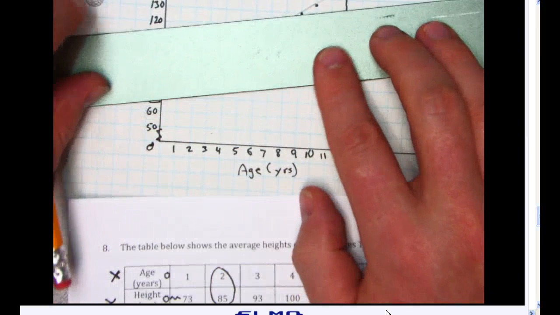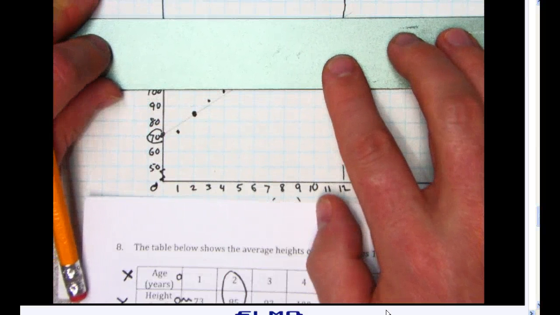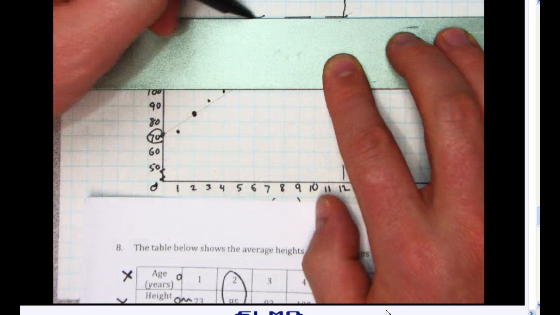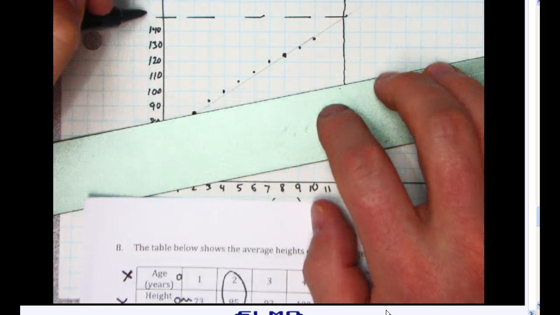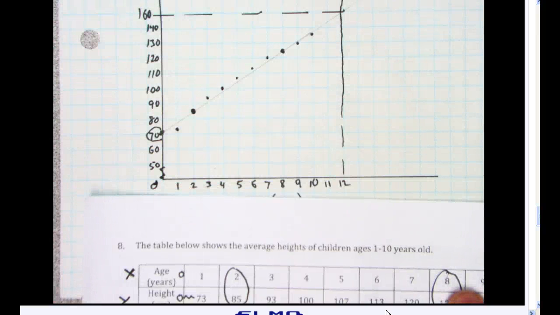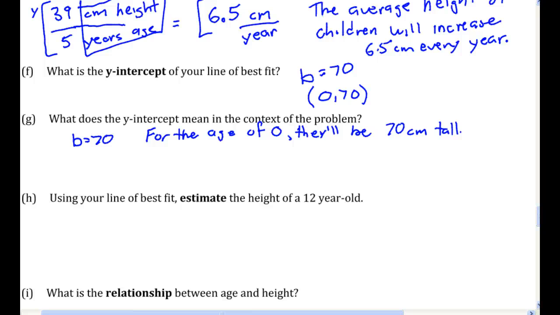And it looks like it would go right about here, which is about, that's 160, so we go with about 160. Another great use for the line of best fit is to predict. All right. So from the graph, it said to use the line of best fit, and we're going to estimate, so we got a height of 160 centimeters.